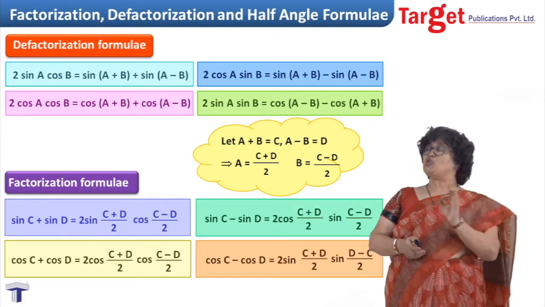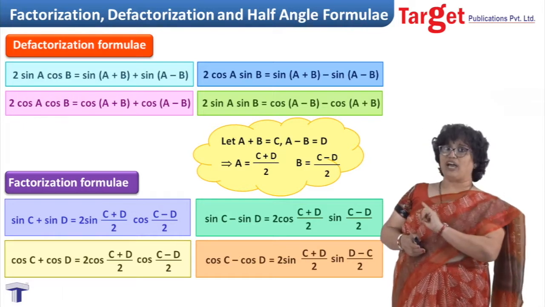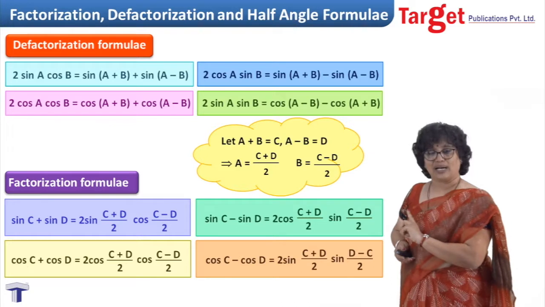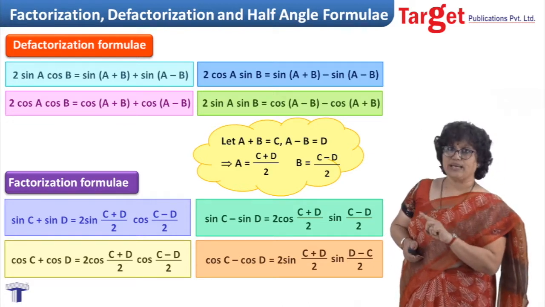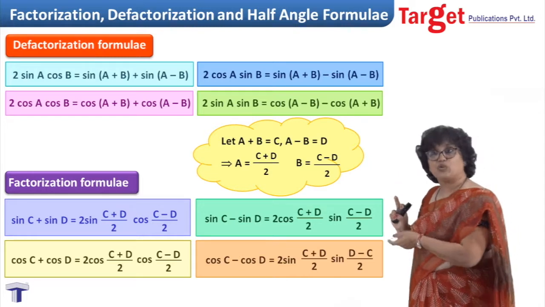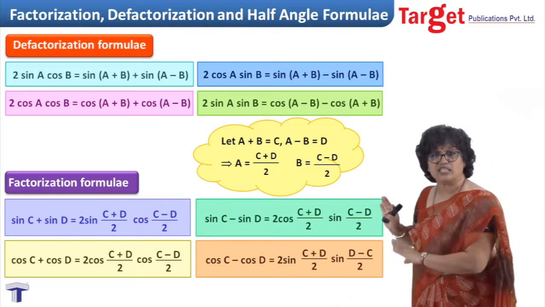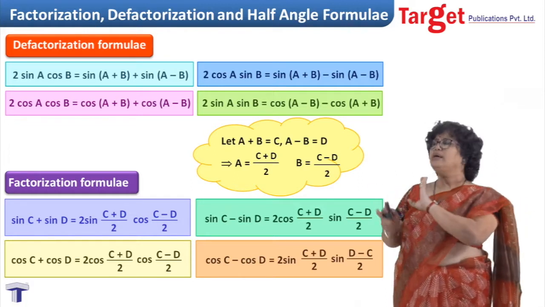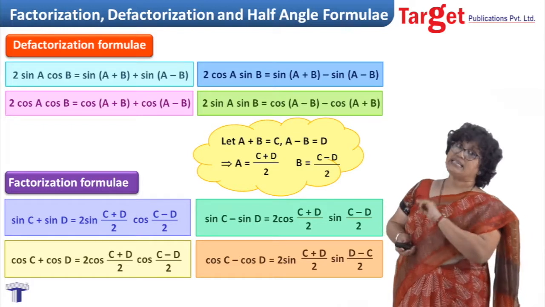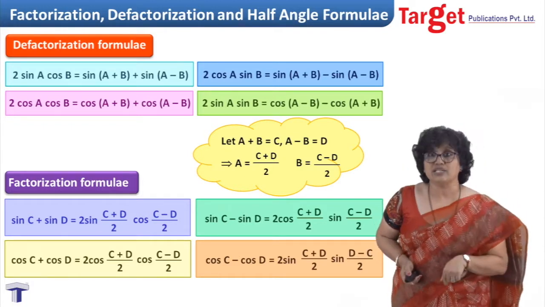Right hand side is 2 sine (C plus D)/2 and sine (D minus C)/2 I have made. Those who do not want that D minus C by 2 to occur there, they can write minus sign outside and they may write it as minus 2 sine (C plus D)/2 sine (C minus D)/2. But I generally write sine (D minus C)/2. So I have written here also D minus C by 2. If you wish, you can write minus sign outside and inside in the angle you will write C minus D by 2. So these are factorization formulae.